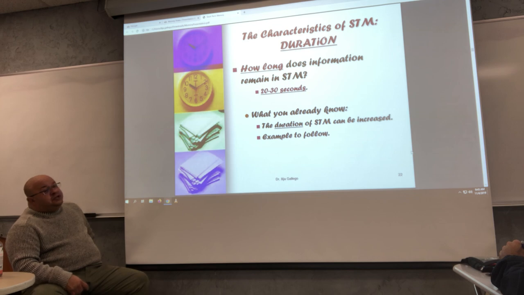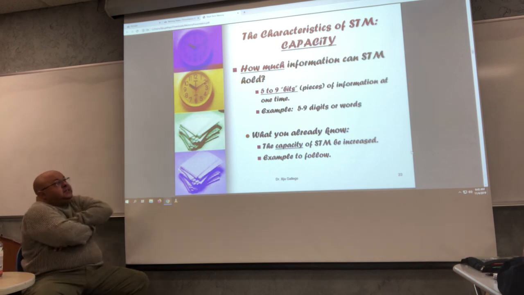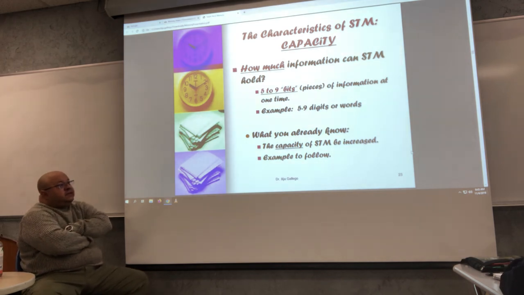So the duration means how long something stays in a memory system, like I said before. And for short-term memory, that ranges between 20 and 30 seconds. So you already know that we can extend that duration of short-term memory, and I will show you that in a moment. So the capacity, like I said, is 5 to 9 bits of information, so an average of about 7 bits. And you also know that we can increase that capacity. For example, you can remember a 10-digit phone number for a moment there, even though it's beyond the regular 5 to 9. And so we're going to talk about how that happens.